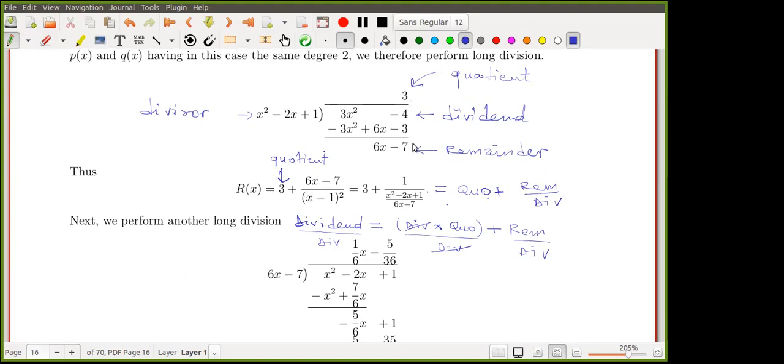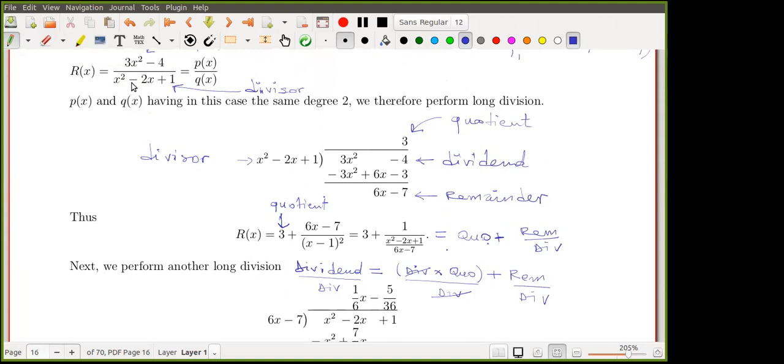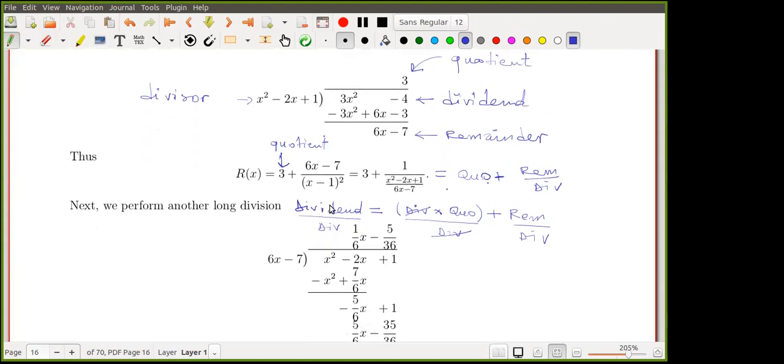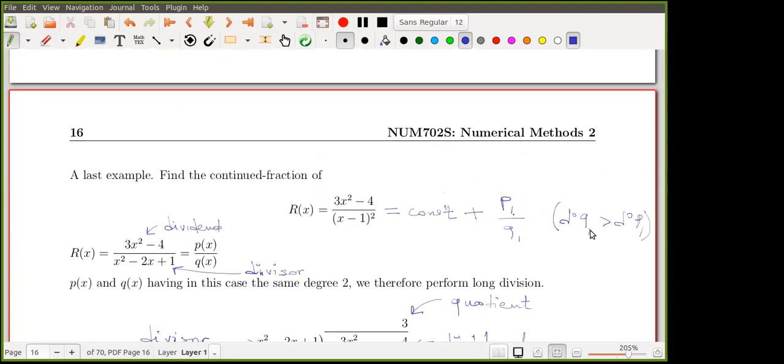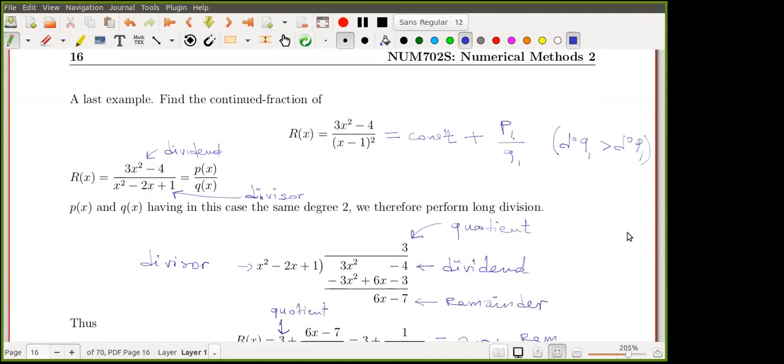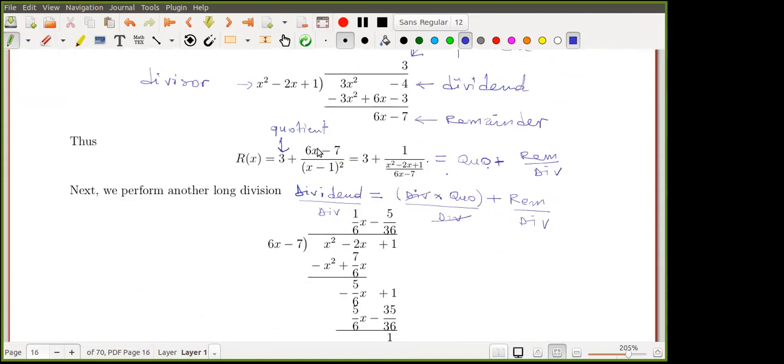plus the remainder, this one, divided by what? The divisor. And the divisor is what? This is our divisor, x squared minus 2x plus 1, which is actually x minus 1 squared. It's exactly the same. And this is what I call P1 and Q1. Now, if you look, you see that the degree of the numerator is less than the degree of the denominator. Degree of the denominator is greater than the degree of the numerator, and that's exactly what we have here.